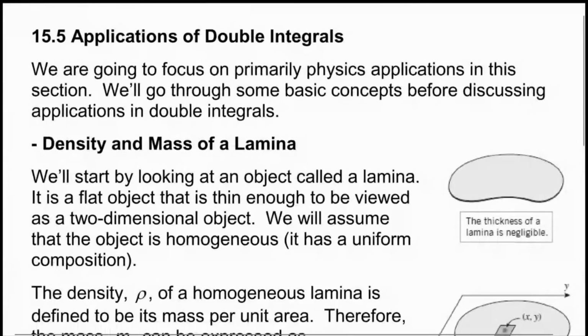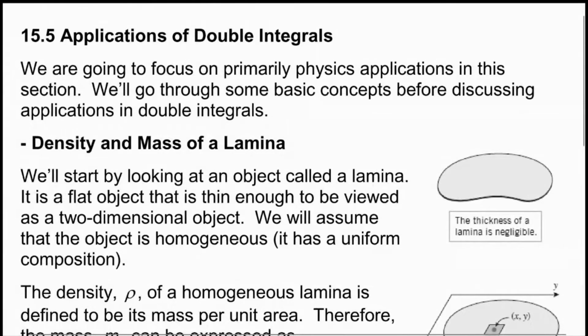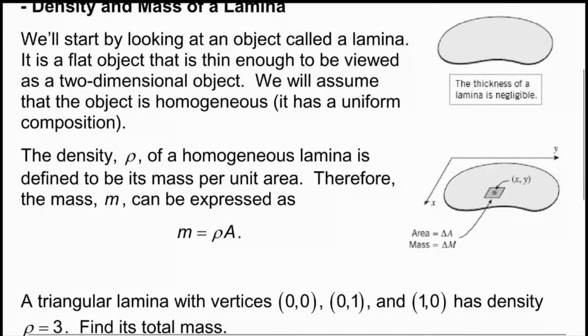So when we are trying to look at the mass of a lamina, we have to know its density. Sometimes we're going to have a density that is constant throughout, and sometimes we're going to have a variable density. When we have a constant density, then to get our mass we have to multiply our density times the area that we have, and that's going to give us our total mass.